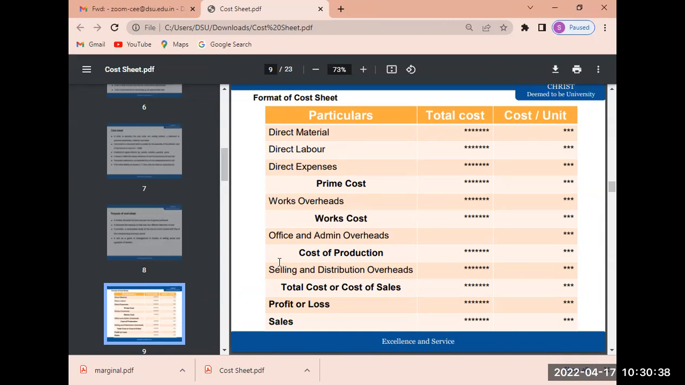Small difference. Ascertain means what happened, we are bringing it. Estimate means based on this, what happened, we are going to estimate for the next period of time for a new order.